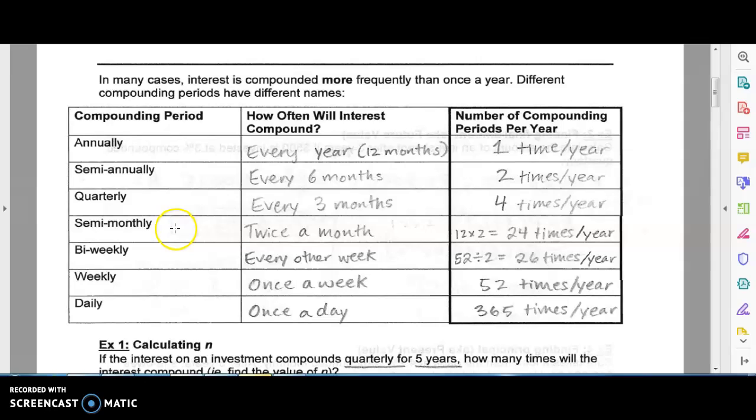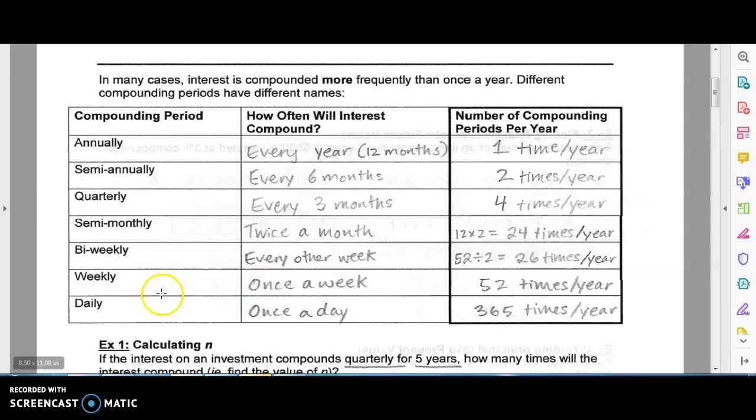If it says semi-monthly, that means twice a month, and if it's twice a month, it is 24 times a year: 12 months in a year times twice a month gets us 24. Bi-weekly means every other week. We have 52 weeks in a year, so if we're paying every other week, 52 divided by 2 is 26 times a year. If it's weekly, it's once a week, and because there are 52 weeks in a year, that means your interest is compounded 52 times in a year.